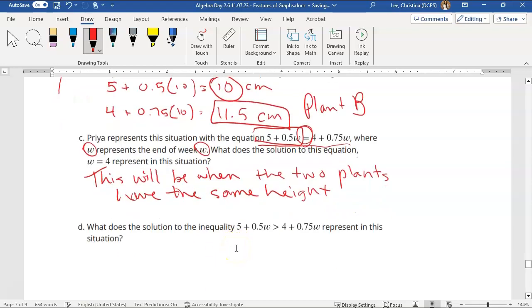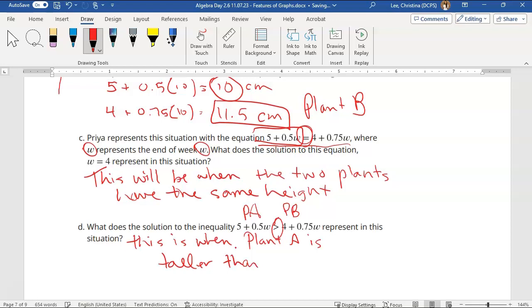Letter D says, what does the solution to the inequality? This would be plant A versus plant B, the height of these plants. So this is when plant A is taller than plant B.